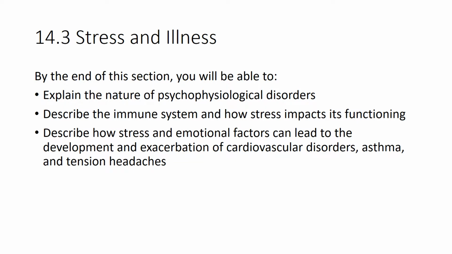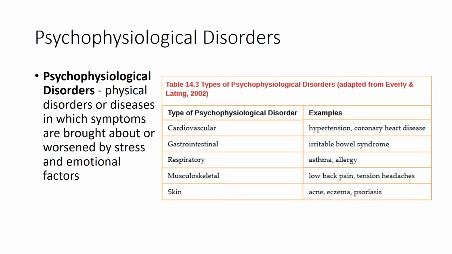We'll look now at stress and illness. We'll explain the nature of psychophysiological disorders, describe the immune system and how stress impacts its functioning, and describe how stress and emotional factors can lead to the development and exacerbation of cardiovascular disorders, asthma, and tension headaches. Psychophysiological disorders are physical disorders or diseases in which symptoms are brought about or worsened by stress and emotional factors. Some of these include cardiovascular health problems, gastrointestinal health problems, respiratory health problems, musculoskeletal problems, and skin problems.